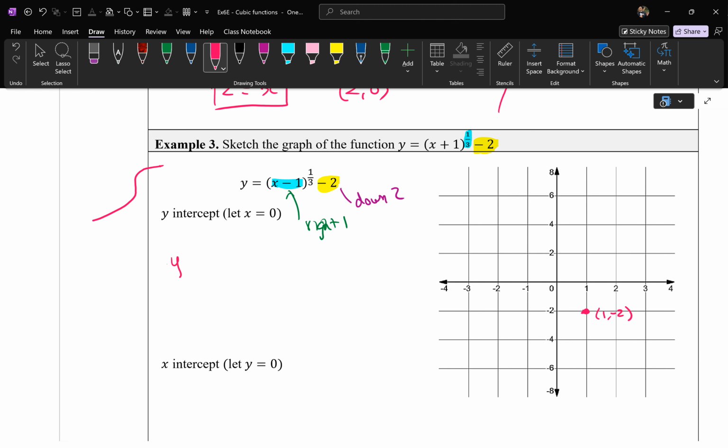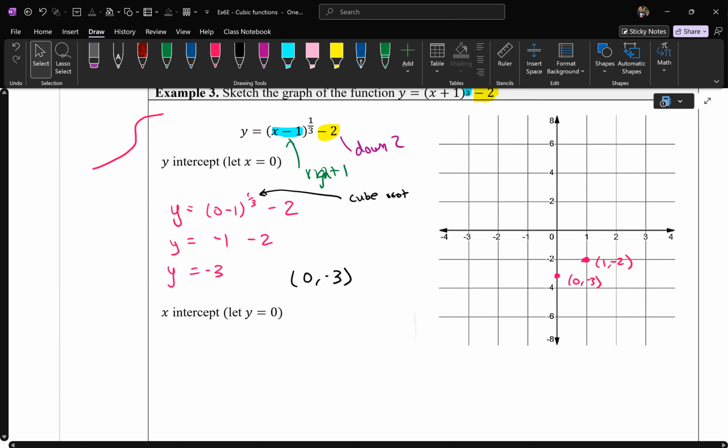Y-intercept is when x equals 0. So y is equal to 0 minus 1, cube root, minus 2. What's cube root of negative 1? Negative 1. It's minus 1 minus 2. Y is equal to negative 3. So for those who are unsure, I'm just going to write a note here in case you're not familiar. This means cube root. To the power of a third is cube root. So y equals negative 3. Your y-intercept is at 0, negative 3. Now we know it definitely crosses here. So your S shape has to cross at 0, negative 3.